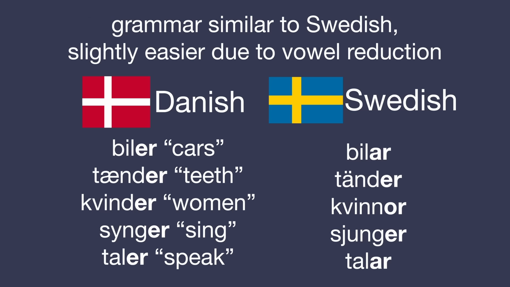Danish grammar is pretty similar to Swedish, but is actually a bit simpler due to vowel reduction. So Swedish plurals r, r, or all correspond to simply ö in Danish, and present tense r and r both reduce to ö.